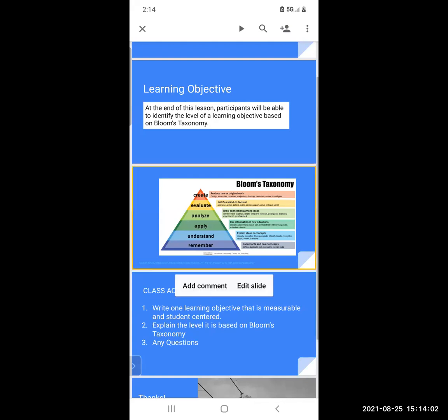So if you can take 1 minute to write a learning objective that is tied to your course, and then we would like to know which level it is based on. So again, I'll just take a minute for that. And while you're writing, I will have the presentation up.